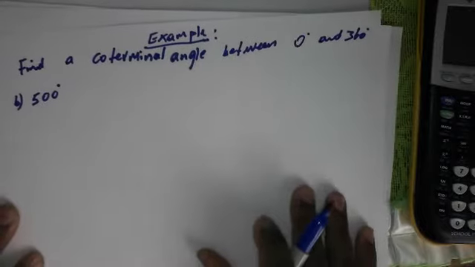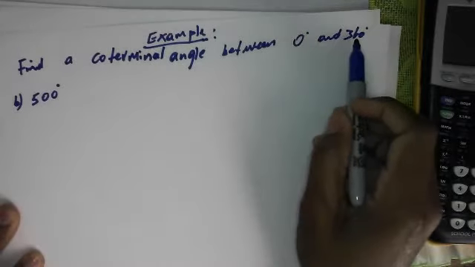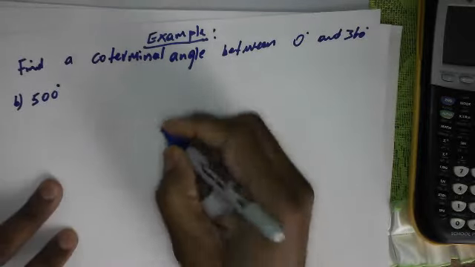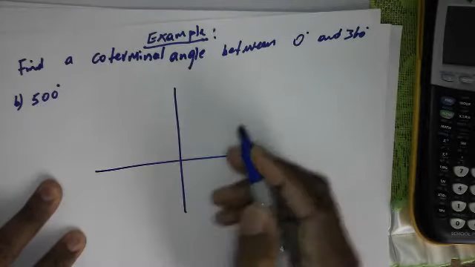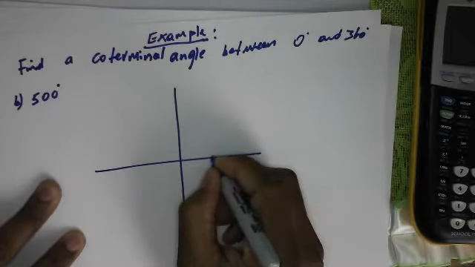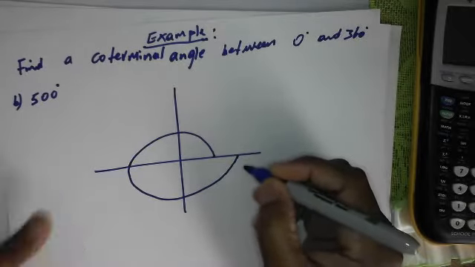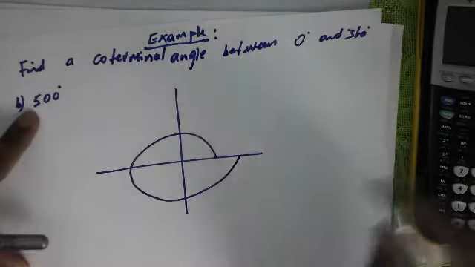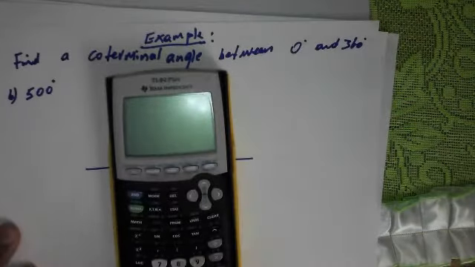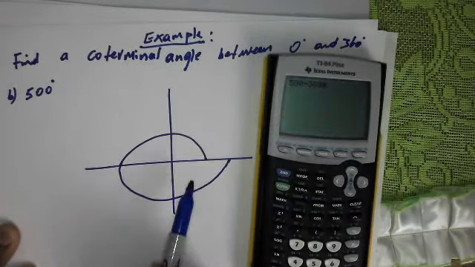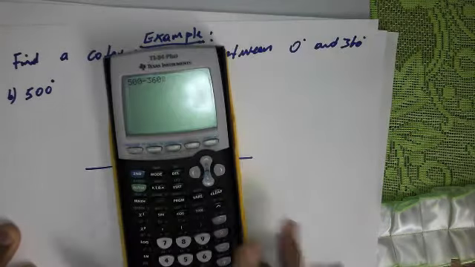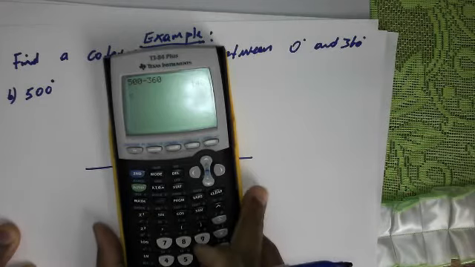Okay, next one. They say find a coterminal angle that is between 0 degrees and 360 degrees for this angle here. Again, draw a diagram. Here's the diagram. It is positive, so I'm going counterclockwise. So this is 180. This is 360. How much more do I need on my 360 to reach 500? I subtract 360 from 500, because 360 is the movement that I made, and that tells me that I need 140 more degrees.